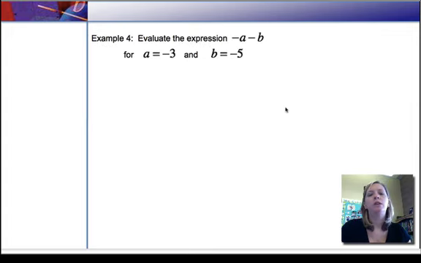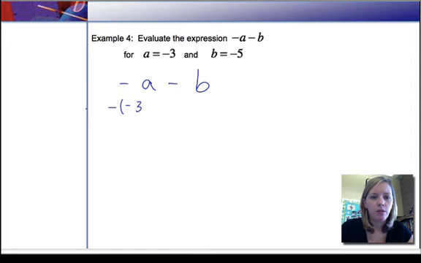Alright, so let's do one last example together. Let's evaluate the expression negative a minus b for these values. A equals negative 3 and b equals negative 5. Alright, so I'm going to start by rewriting the expression. Negative a minus b. Now let's plug in those numbers. That means I'm going to have negative 3 minus negative 5.